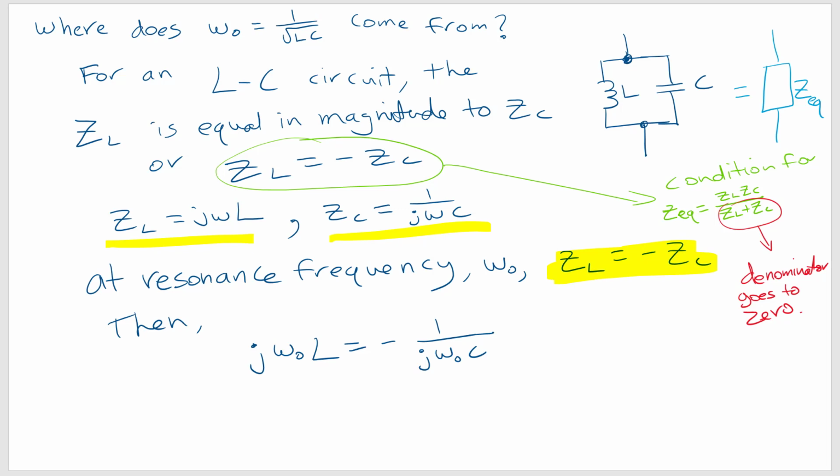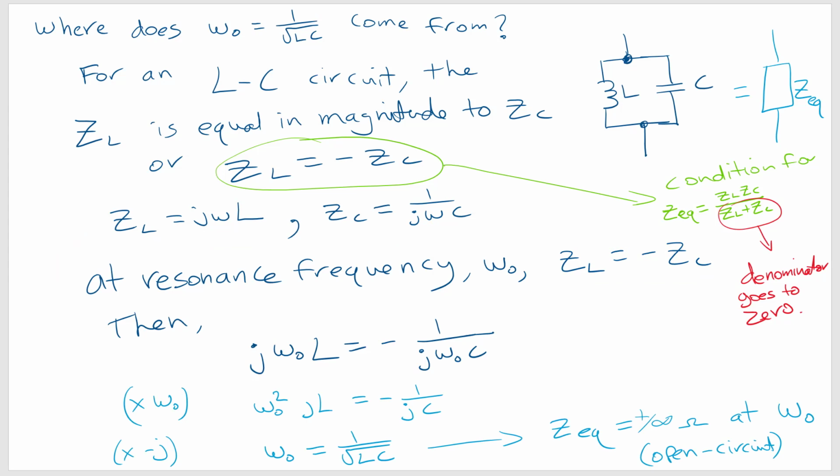Then we can bring down those equations and make them equal, with the minus sign, of course. And then, by some very simple manipulations, we can solve for omega naught equal to 1 over root LC. And this creates a condition where the Z equivalent goes to plus or minus infinity at that resonant frequency omega naught, and that's how we get the open circuit.